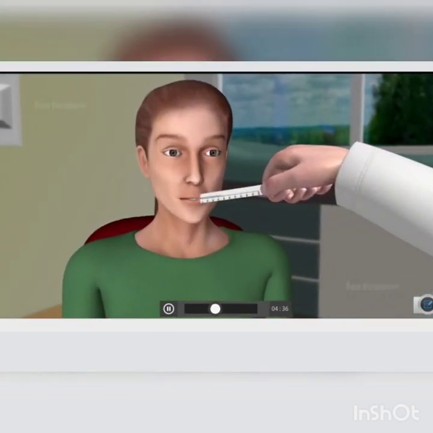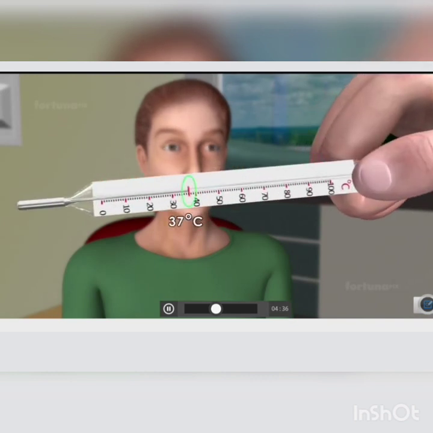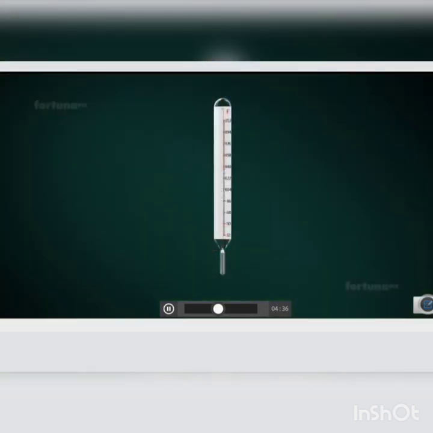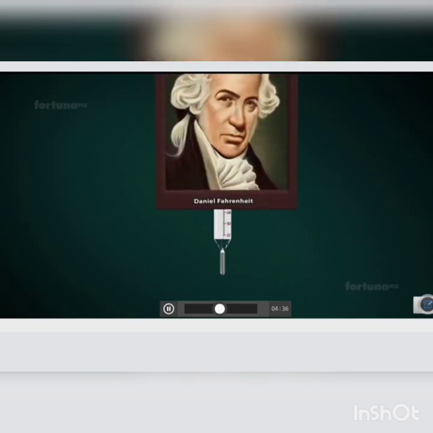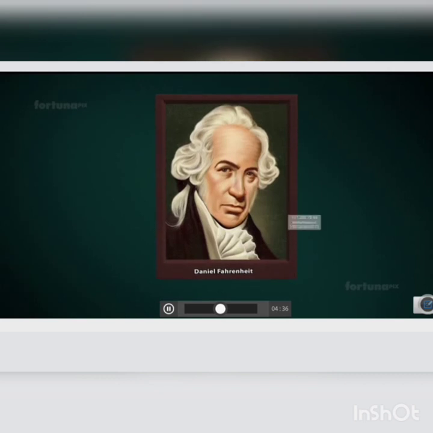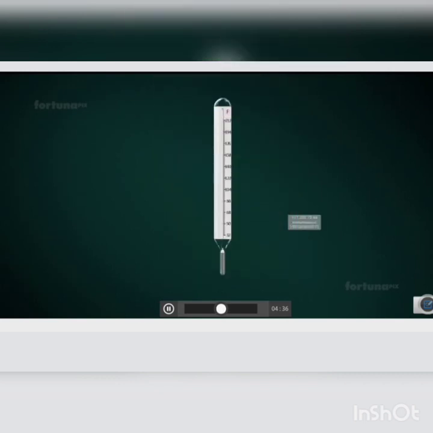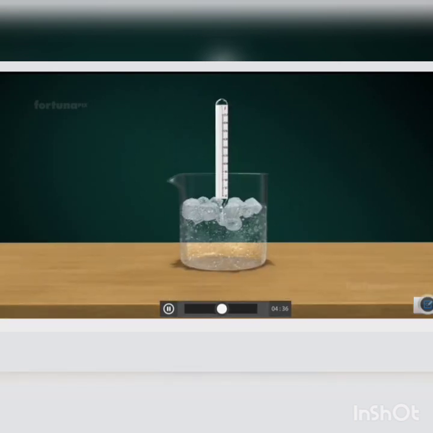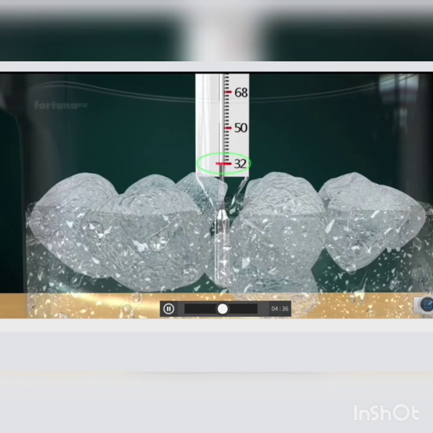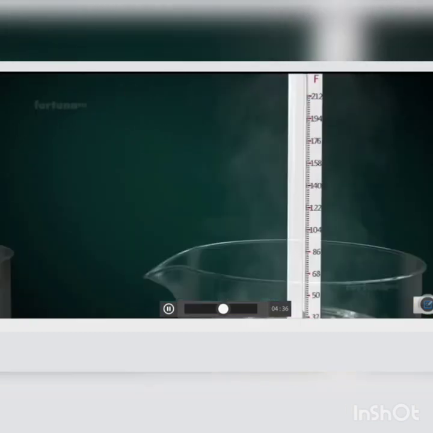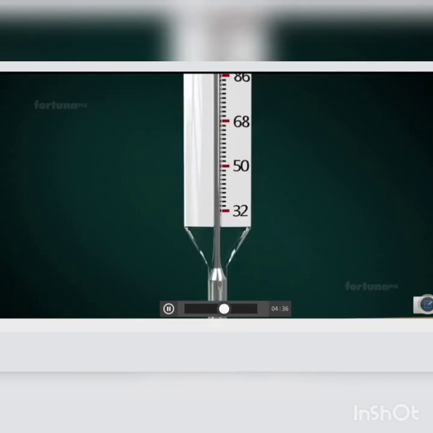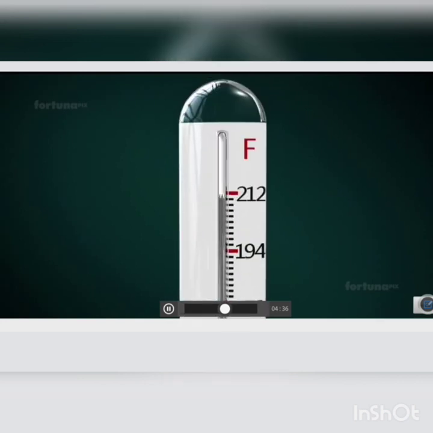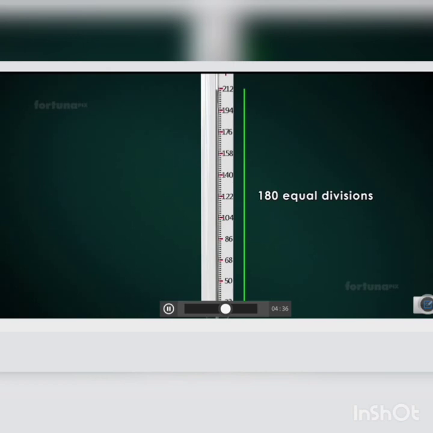On this scale, the normal human body temperature will be 37 degrees Celsius, which we would write simply as 37 degrees C. The other temperature scale on a traditional thermometer is the Fahrenheit scale, named after the German physicist Daniel Fahrenheit. On the Fahrenheit temperature scale, the freezing point of water is set as 32 degrees and the boiling point of water is 212 degrees. Between 32 and 212 degrees, there will be 180 equal divisions.